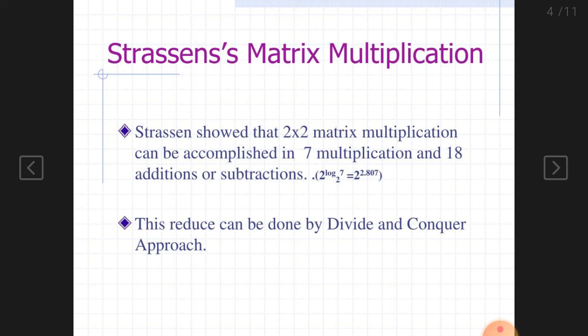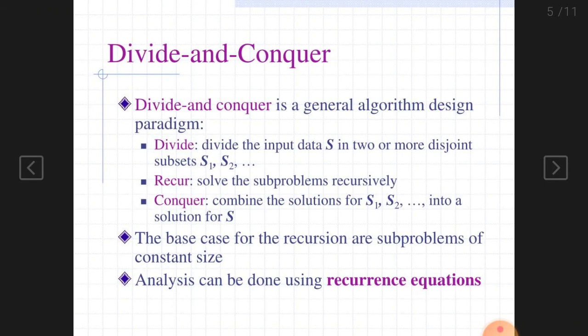This can be reduced by using the divide and conquer approach. Divide and conquer, as you know, is a general algorithm design paradigm. Divide means the input set S is divided into 2 or more disjoint subsets. Then recurrence means solving the subproblems recursively, and conquer means you have to combine those results into your solution. The base case of the recursion, with subproblems of constant size, can be analyzed using a recurrence equation.